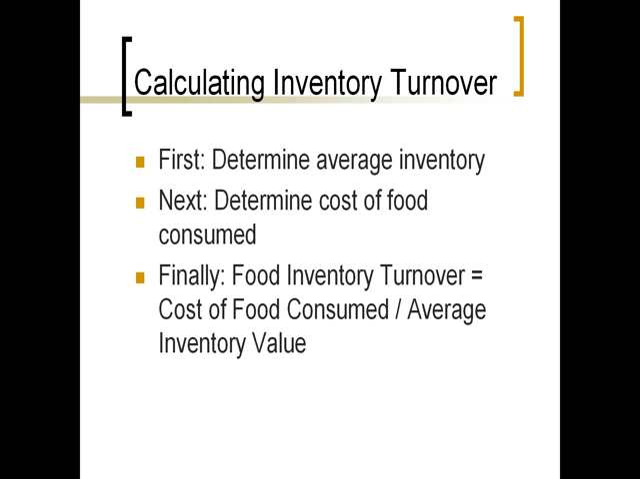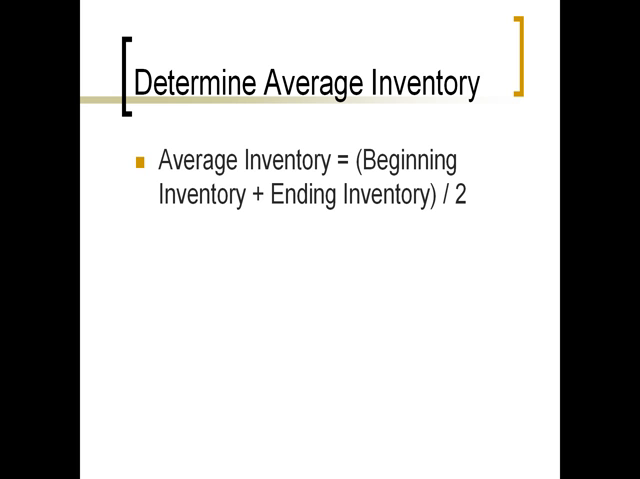All right, so to calculate it, the first thing we want to do is determine our average inventory. So we take our beginning inventory plus our ending, divide it by 2. Next, we determine the cost of food consumed. And then we take the cost of food consumed and divide it by the average inventory. So average inventory is beginning plus ending divided by 2.